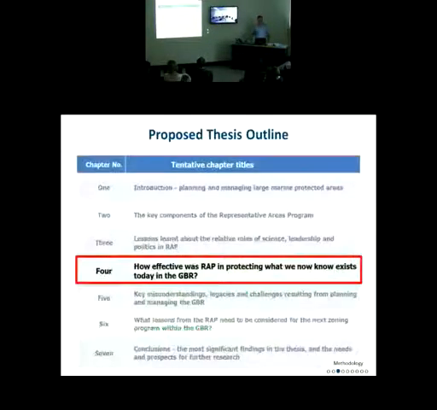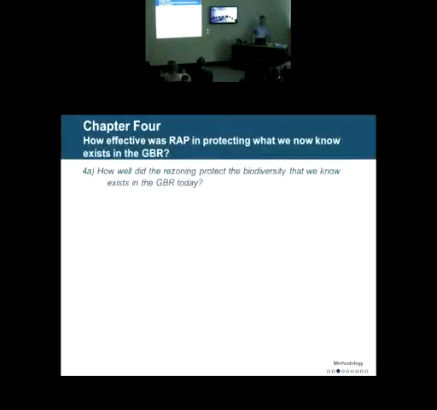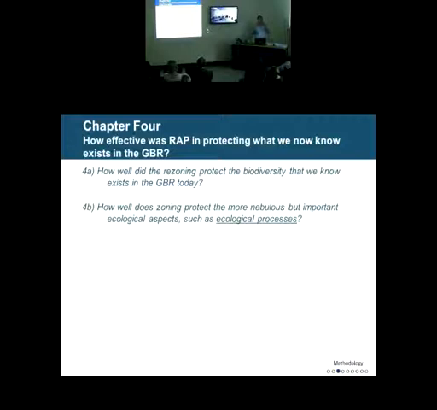In terms of my fourth chapter, again, this is, I think, a really important one. How effective was the rezoning and the RAP in protecting what we now know exists in the Great Barrier Reef? So this is not just about protecting the biodiversity, but I also want to focus on things like the ecological processes. Again, the rezoning was designed specifically to better protect biodiversity, but today we recognise it has to do more than just that. So I want to look at other things as well as just the known habitats and species.